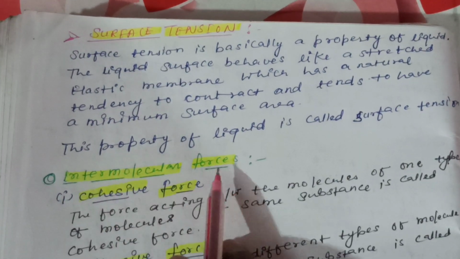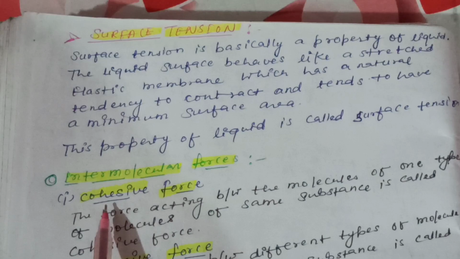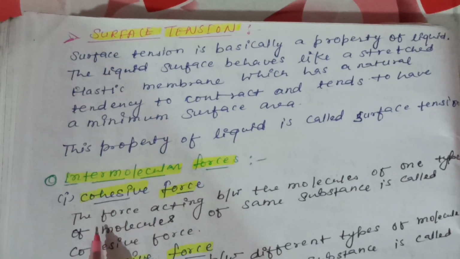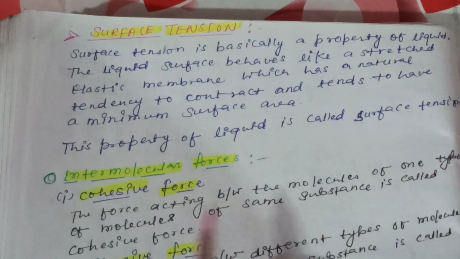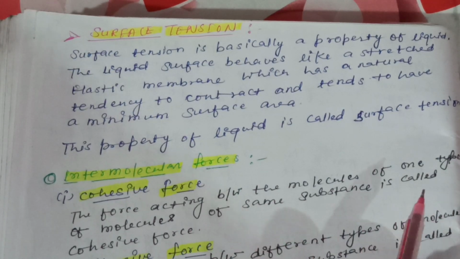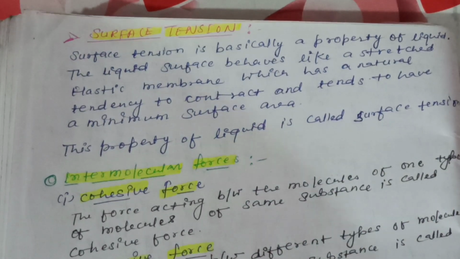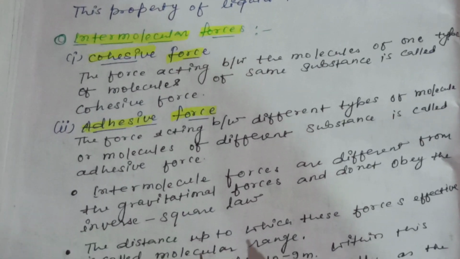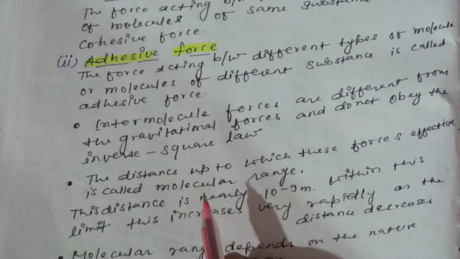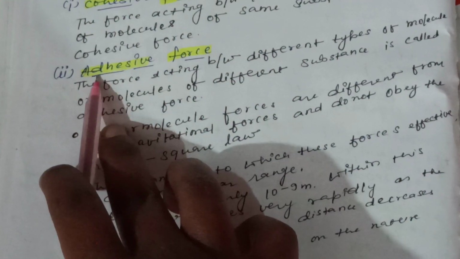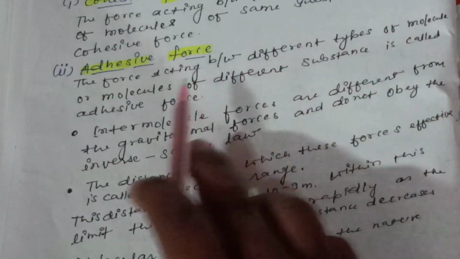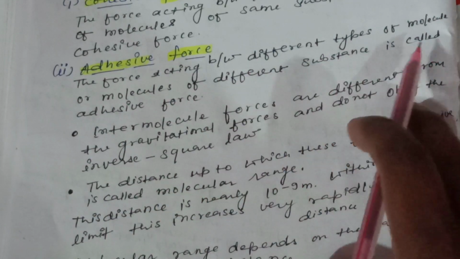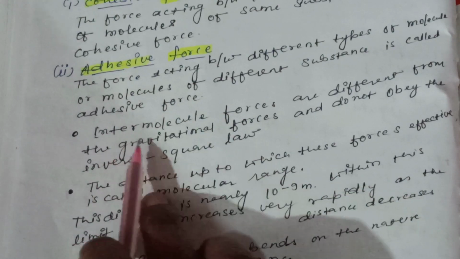In intermolecular forces, cohesive force: the force acting between the molecules of one type, molecules of the same substance, is called cohesive force. Now, adhesive force: the force acting between different types of molecules, or molecules of different substances, is called adhesive force.